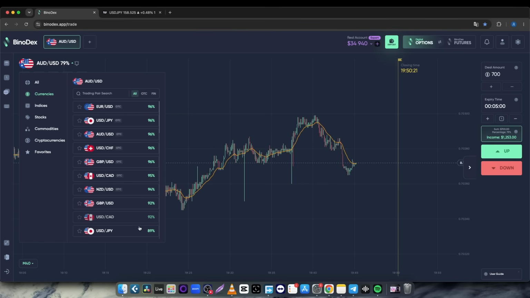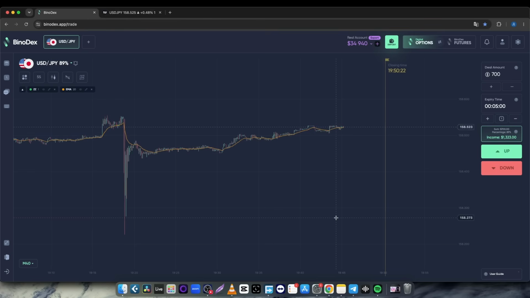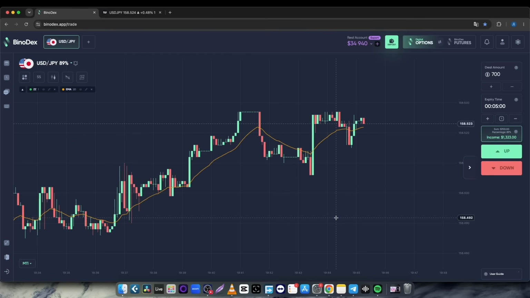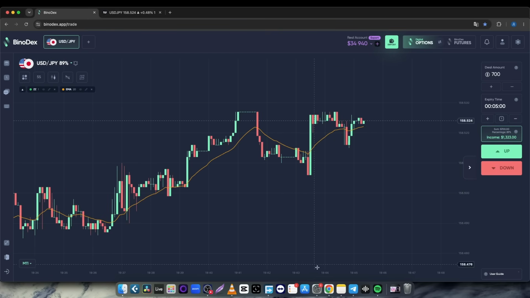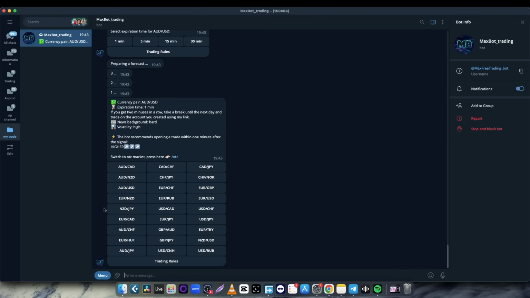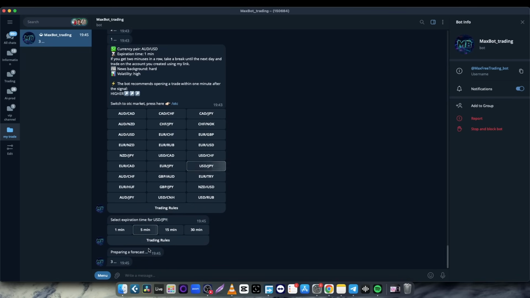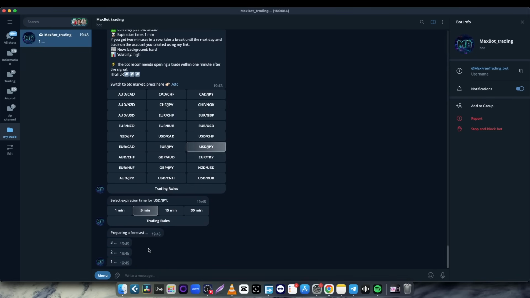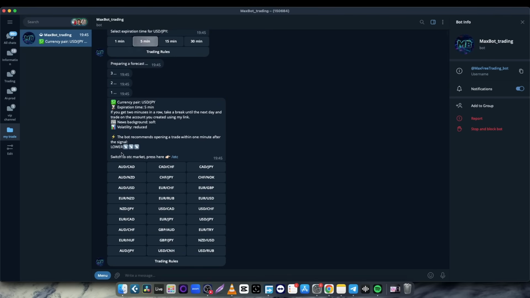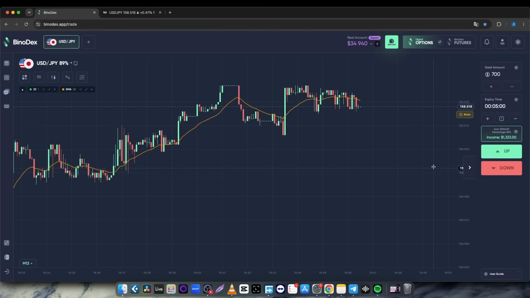Let's test the trading bot on a 5-minute time frame and change the currency pair. I'll select the US dollar and Japanese yen on the Binodex broker. Next, I go to the trading bot interface, find this currency pair in the list, and click the 5-minute expiration time button. After analysis, the artificial intelligence predicts that the price will go down. Well, let's watch the market and make a decision. I'm sure the price will move down.